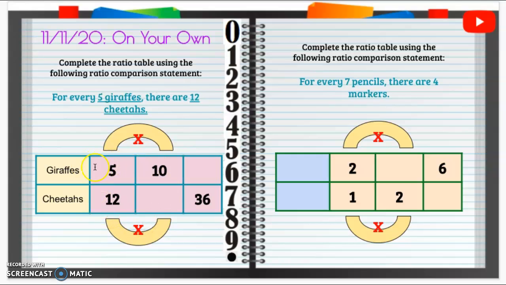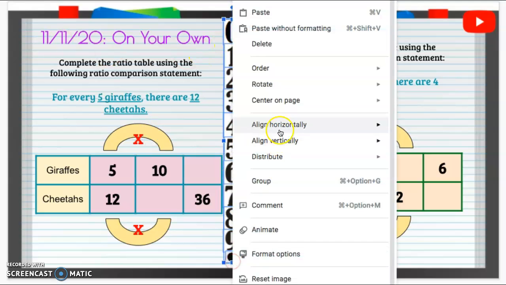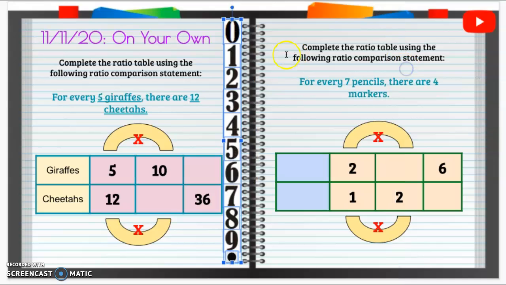All right, so let's take a look here. 5 to get to 10. How do you get from 5 to 10? I know I multiply that by 2. Oh, I know what I needed to do. I needed to put those in front. All right, so order, bring the front, there we go.